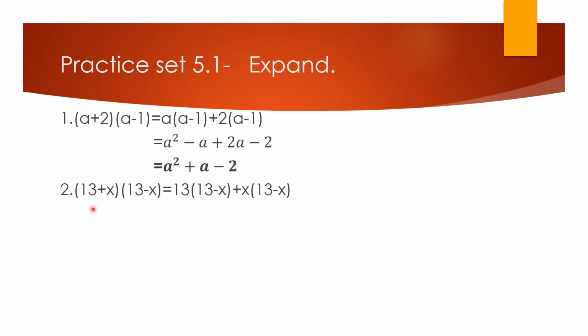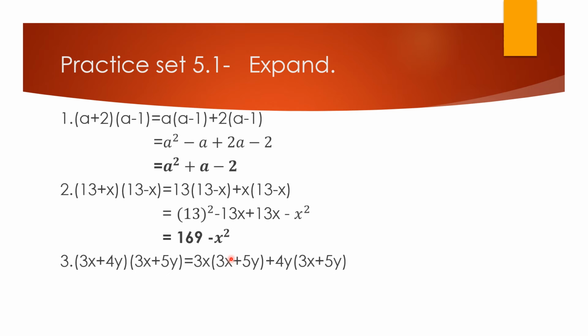Then the second example, (13 + x)(13 − x). Now 13(13 − x) + x(13 − x). 13 into 13, 13², minus 13 into x becomes −13x, plus x into 13 becomes +13x, and minus x into x, −x². 13² is equal to 169, −13x + 13x gets cancelled, and there is only −x². Therefore, the answer is 169 − x².